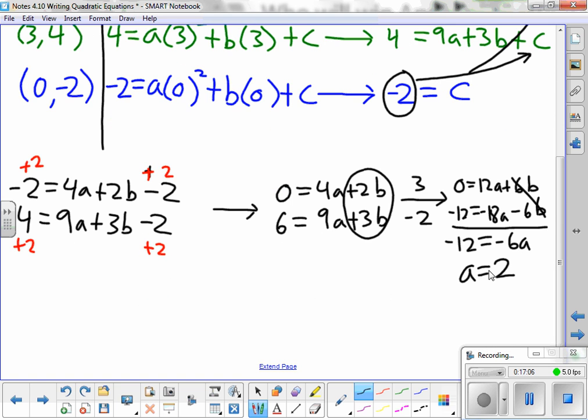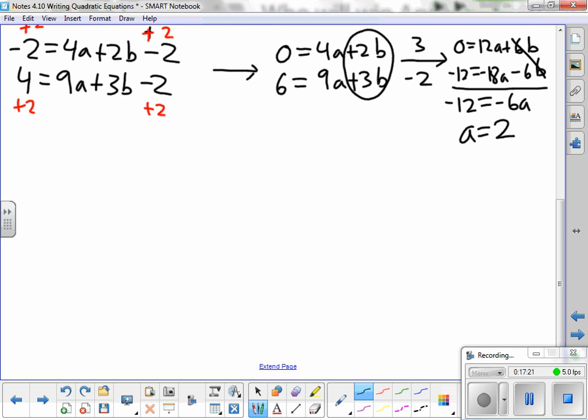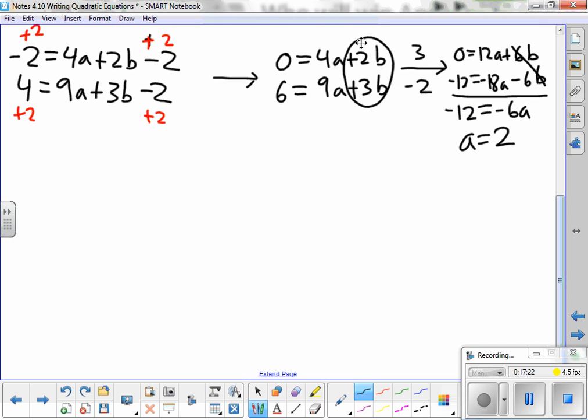So all I'm going to do is take this 2 and plug it back into either these two or these two. Doesn't matter which ones, or even these two right here would work out. So you can't really go too wrong with where you pick to put it. I'm going to pick this equation right here because it looks pretty easy, 4a plus 2b. So I'm going to plug it into 0 equals 4a plus 2b.